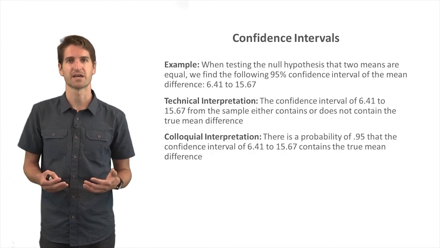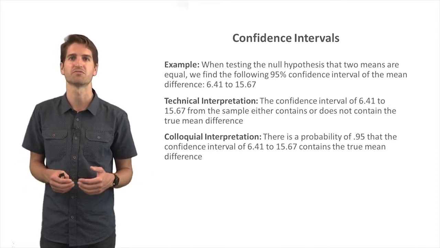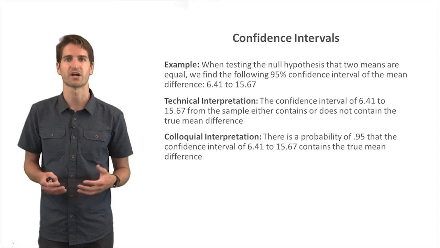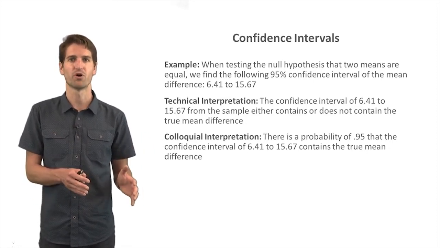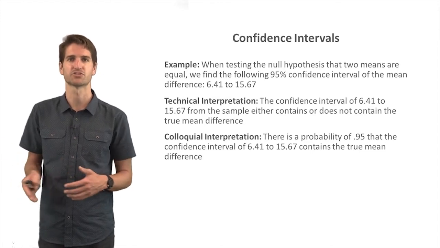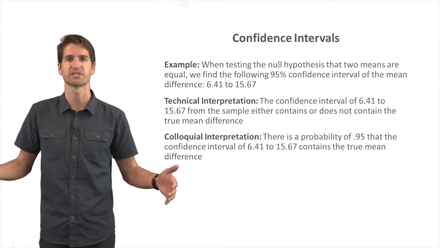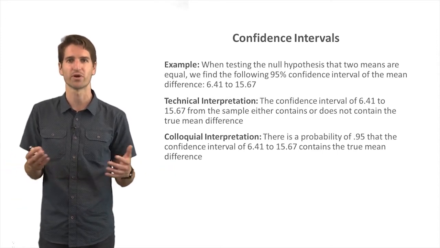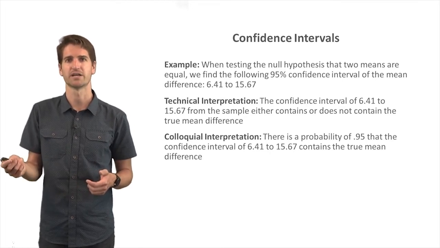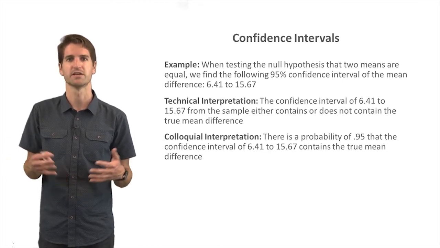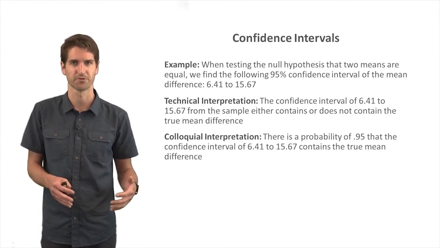So let's think of an example here. When testing the null hypothesis that two means are equal, let's assume that we find the following 95% confidence interval of the mean difference: 6.41 to 15.67. So exactly in the middle of that interval of 6.41 to 15.67 is going to be whatever sample-derived point estimate we came up with and that we would have used to then assess, using the p-value, whether or not that is statistically significantly different from 0.